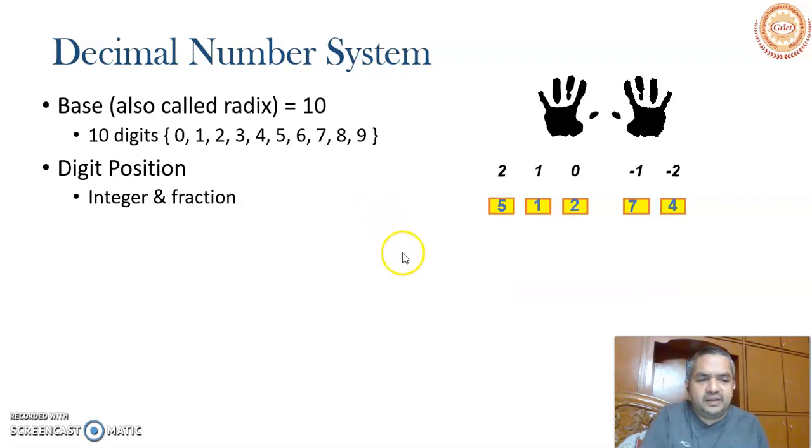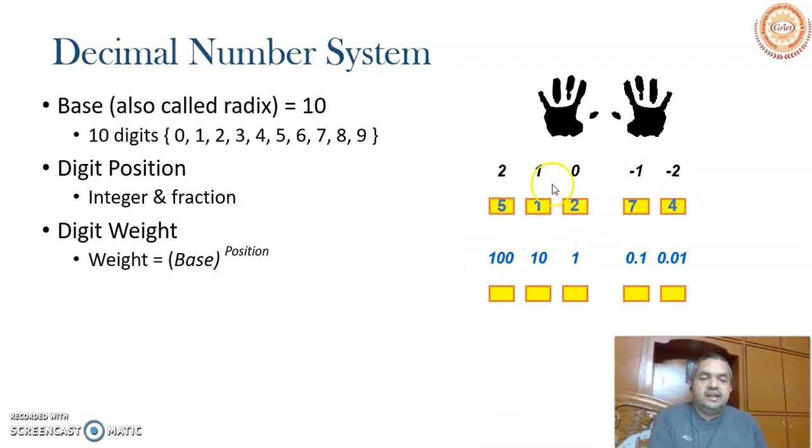Here, the example taken is 512.74. 512 is the integral part and 74 is the fractional part. Here the digit position is called the 0th position, first position, second position. In 512, 2 is the 0th position, 1 is the first position and 5 is the second position. Whereas in the fractional part, 7 and 4 are the -1 position and -2 position. So this is about the position.